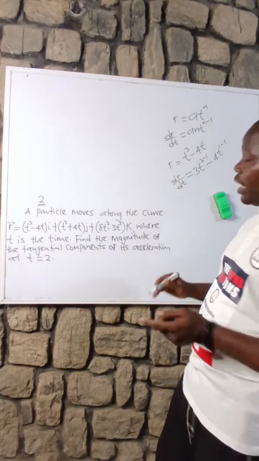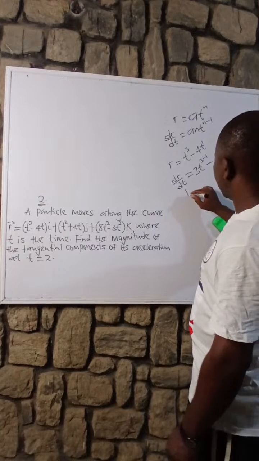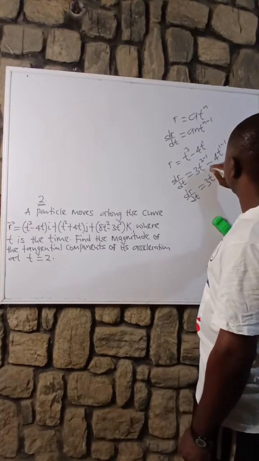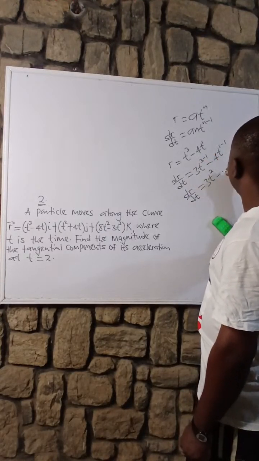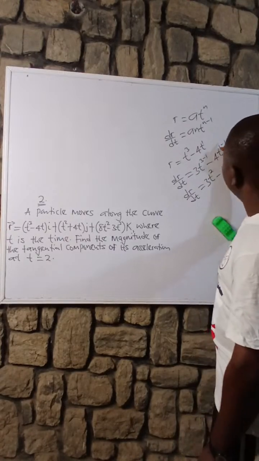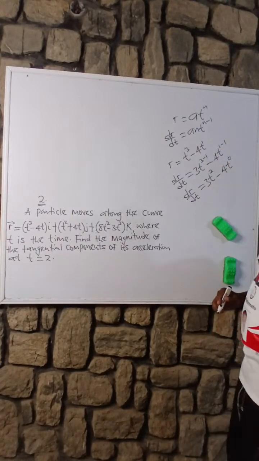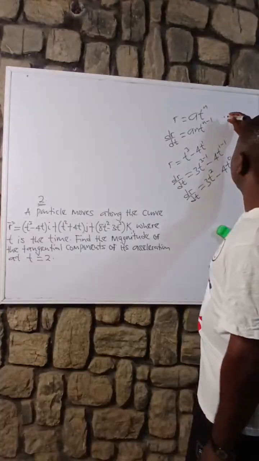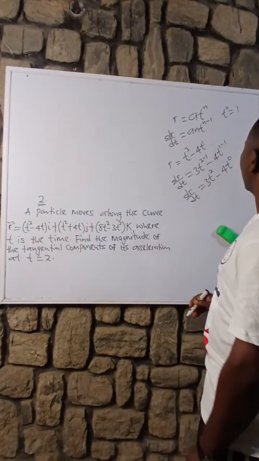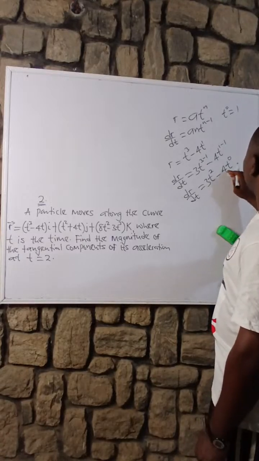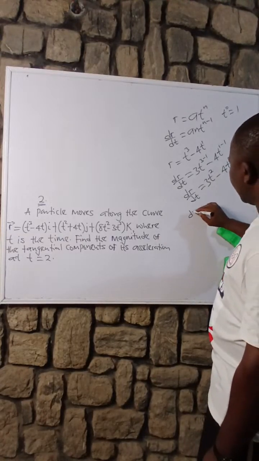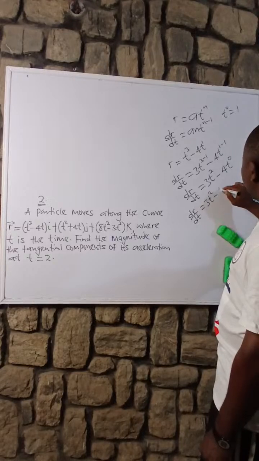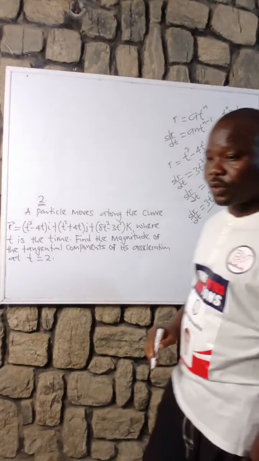I'm just teaching you how to differentiate. So dr over dt will now be equal to 3t raised to the power of 3 minus 1, minus 4t raised to the power of 1 minus 1, which is 0. You can now see t raised to the power of 0. So go back to indices: anything raised to the power of 0 is equal to 1. So 4 times 1 is 4. Therefore, our dr over dt is equal to 3t squared minus 4. This is what we are supposed to have.